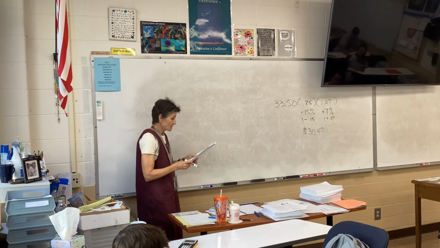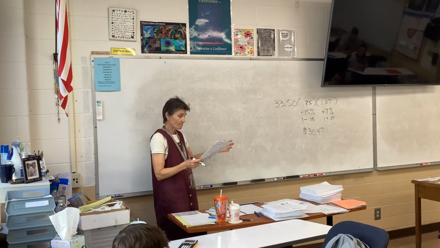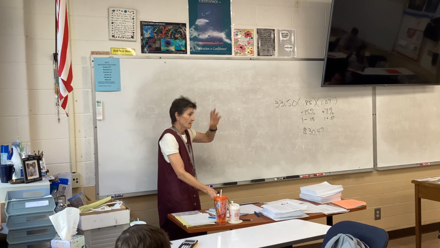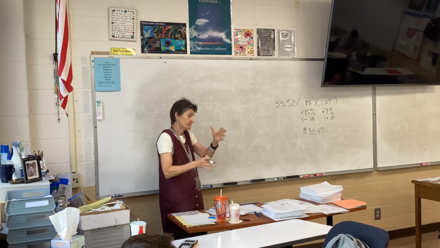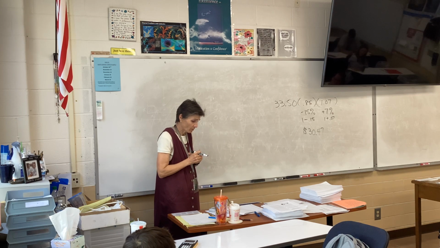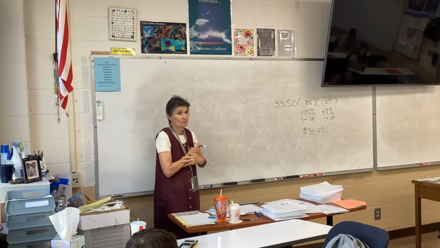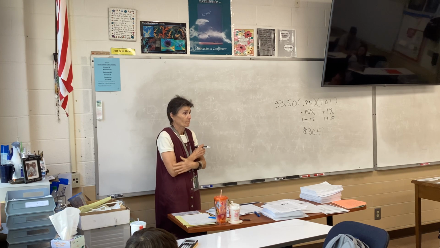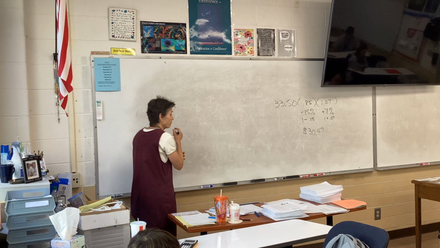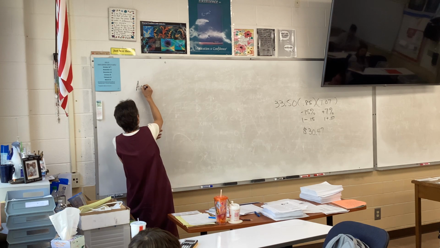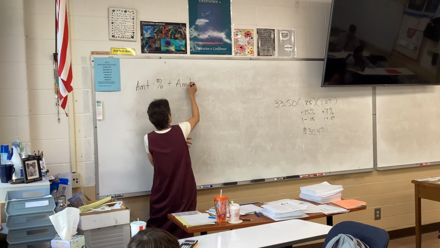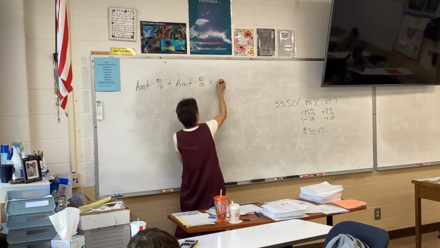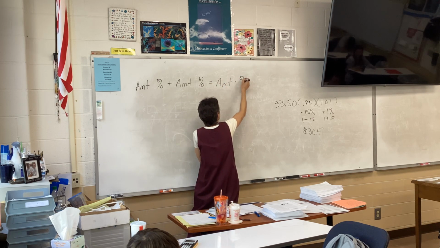All right, next problem number 4, we're mixing up different cocoa, strong cocoa and weak cocoa, mixing it together to make medium cocoa. What's our setup for this? Who remembers? We just talked about this a couple days ago. Anybody remember? Little formula we use. Amount times percent plus amount times percent equals amount times percent.